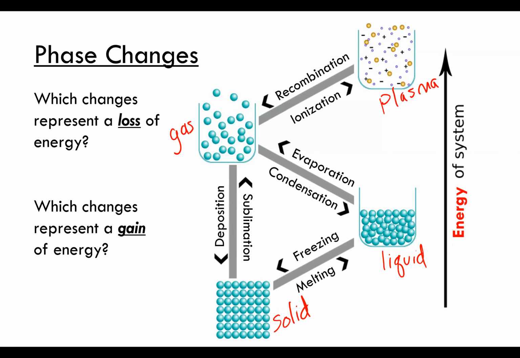So go ahead and see if you can answer these 2 questions. Which changes represent a loss of energy, and which of those phase changes represent a gain of energy? Pause the video, try them out. All right, so the phase changes that represent losses in energy. Freezing is an example. We go from a liquid that has more energy down to a solid with less energy.